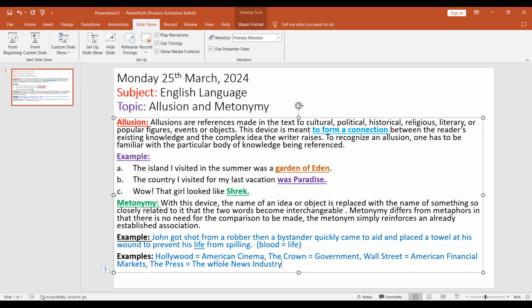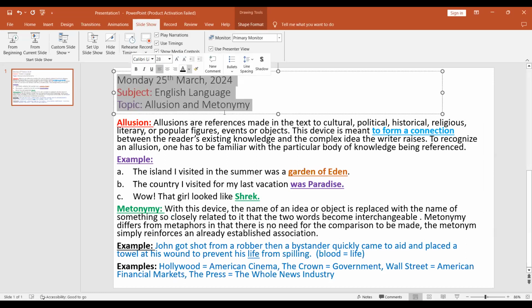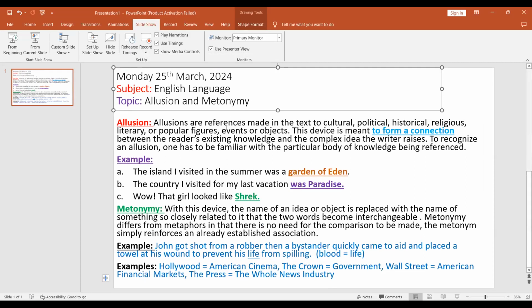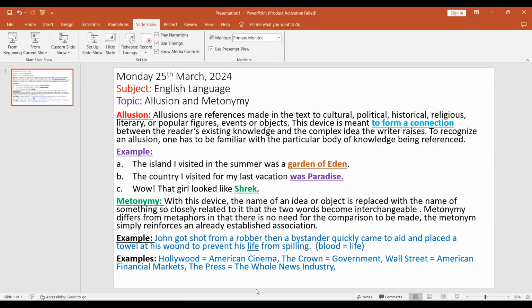Do you all understand what I'm saying? Please let me know. Yes, sir. I'm following along, sir. Okay. Following and understanding are two different things. Do you understand? Is my question. Yes, sir. I understand. Okay, good. So the press represents the whole news industry, right? If I say the press needs to start telling the truth, I'm not just talking about newspapers. I'm talking about the whole news media.